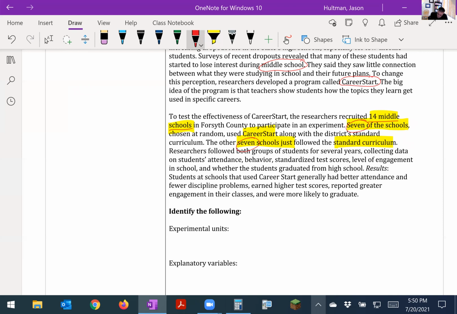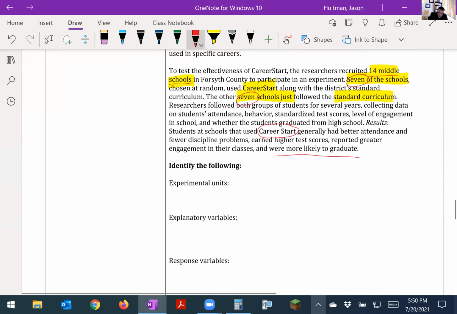Okay, and whether the students graduated from high school. Results: students at the schools that used Career Start generally had better attendance and fewer discipline problems, earned higher test scores, reported greater engagement in classes, and were more likely to graduate. Okay, so this is a prospective study. Think of it more like an experiment. A retrospective study would be more like an observational study.